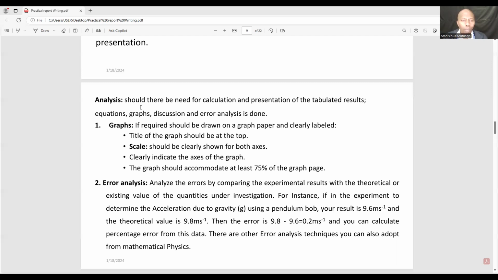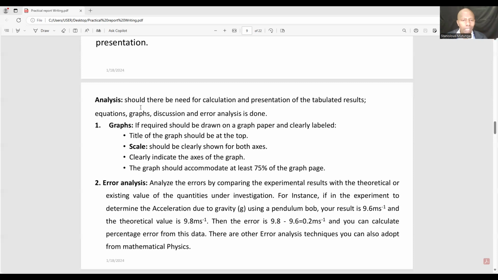How are we going to label it? The title of the graph is a must and should be at the top. A captivating title of the graph according to the way you've been shown, or you'll be instructed within the manual. After the title of the graph, there's no way you can draw a graph without having a proper scale, which will guide you to draw that graph for it to fit within at least, and I say at least, 75% of that graph paper.